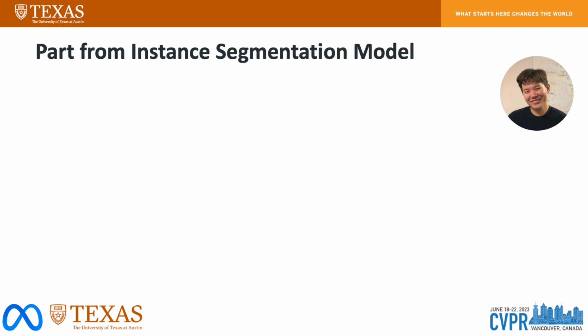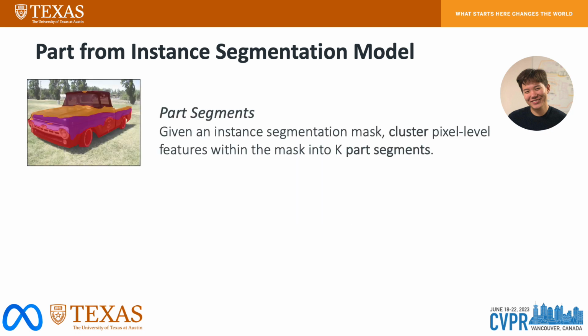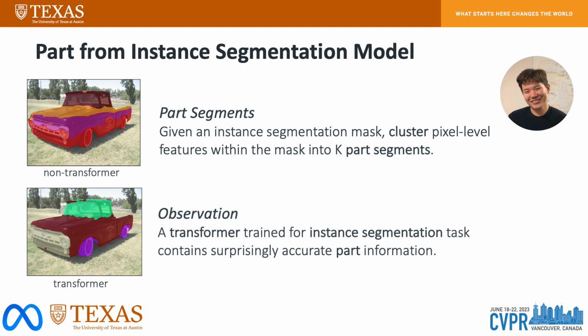Now I will describe how PartDistillation works. PartDistillation utilizes a strong instance segmentation model and starts with generating initial part segments. It first generates an instance segmentation mask and clusters the pixel-level features within the mask to make what we call part segments. We observe that transformer-based models lead to surprisingly accurate part segments as seen in the image.